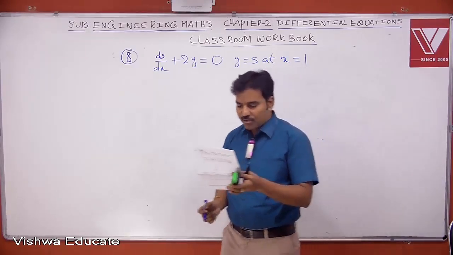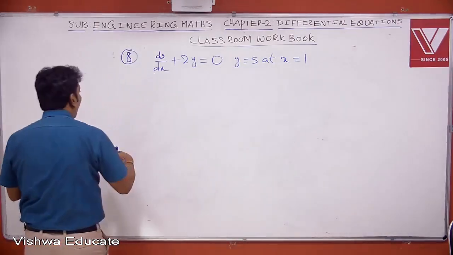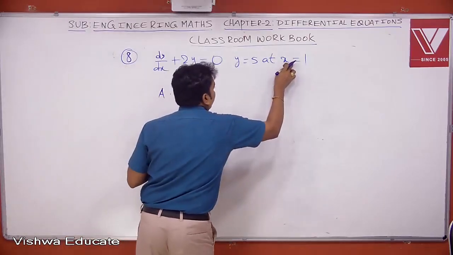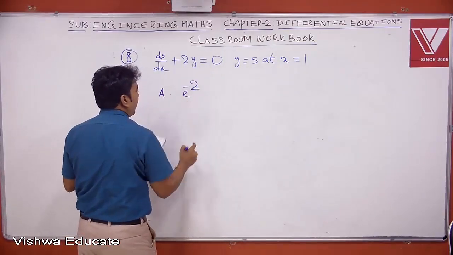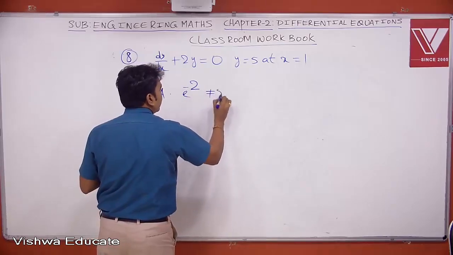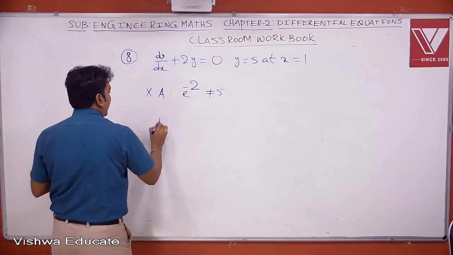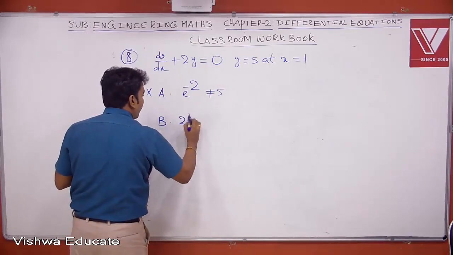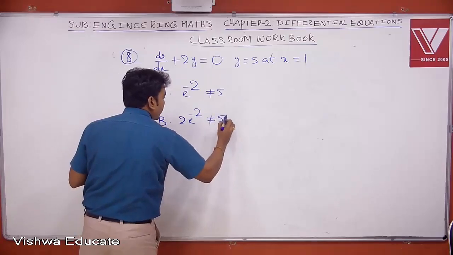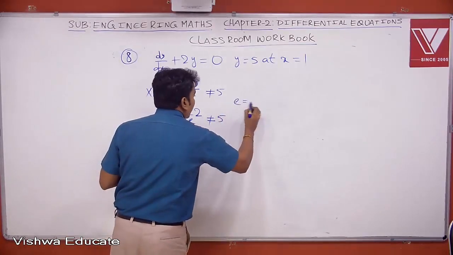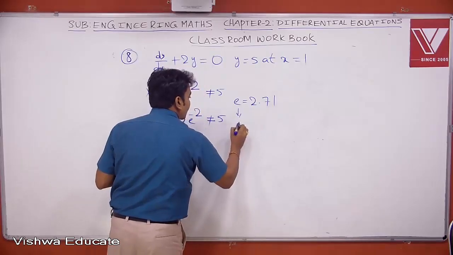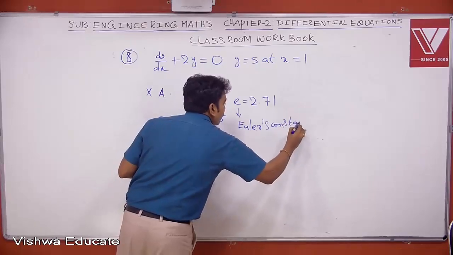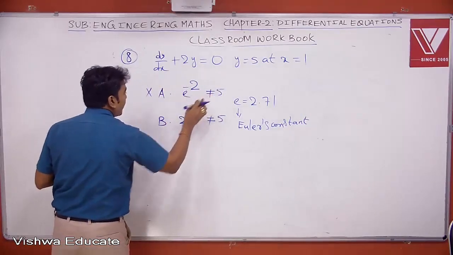Let us verify options. In the first option, y value is e power minus 2x. In option A, we have e power minus 2x, but x should be 1. When you replace x by 1, e power minus 2 is not equal to 5. So option A is wrong. Let us go to option B. That is 2 times e power minus 2x, but replace x by 1. 2 times e power minus 2 is not equal to 5. You can easily verify. Here e value is 2.71. This is Euler's constant.